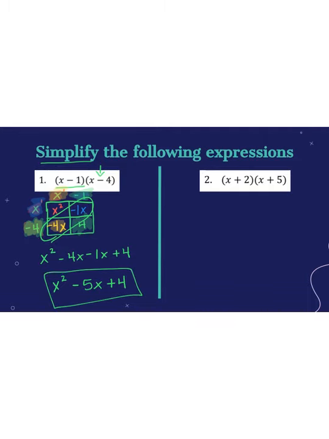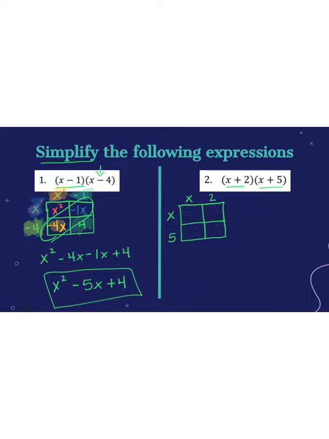Okay, let's do the same thing with number 2. First, we're going to start out with a box. And then we're going to write the top and the side. Okay, so I have x, it's a positive 2. I don't have to write that plus, I'm just going to write 2. And then the x on the other side, and I don't have to write that plus 5, I can just write a 5 because I can assume they're positive.